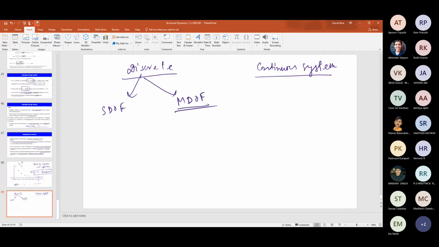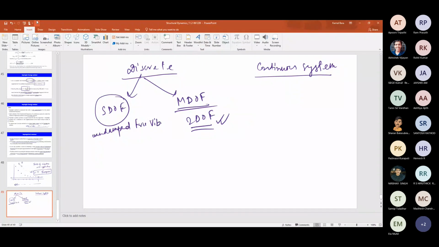That is, here the number of degrees of freedom is more than one. So here we discuss the 2 degrees of freedom system for our convenience, and then the general multi degree of freedom system. Okay. So what have we discussed in the single degree of freedom system? First we discussed the undamped free vibration, right? If you remember correctly, undamped free vibration.